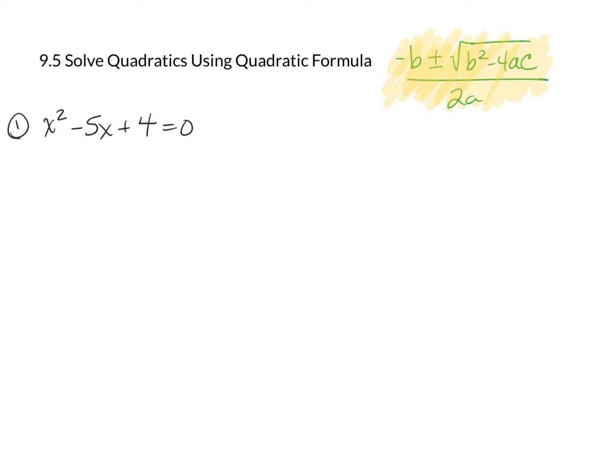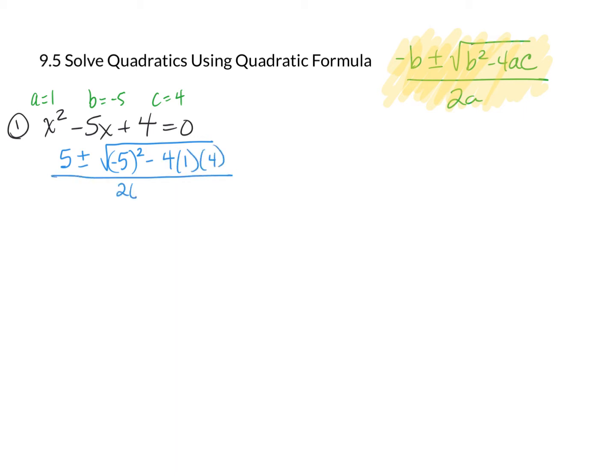Okay? So let's just dive right into this. Now remember, we got to know what a is. So in this equation, a is 1, b is negative 5, and c is 4. I'm not always going to do that, but I just kind of want you to get in the habit. So now I show my work and plug everything in. So negative b would make that a positive 5 plus or minus the square root of negative 5 squared minus 4 times a times c, all over 2 times a.